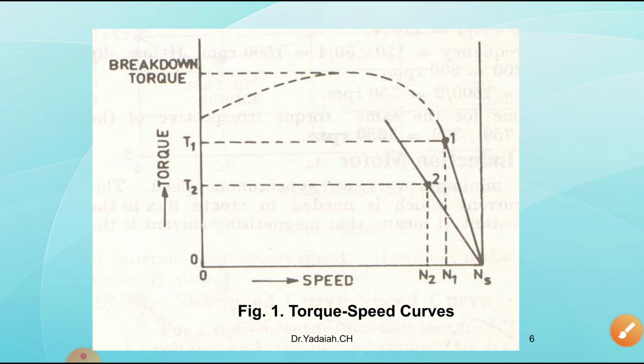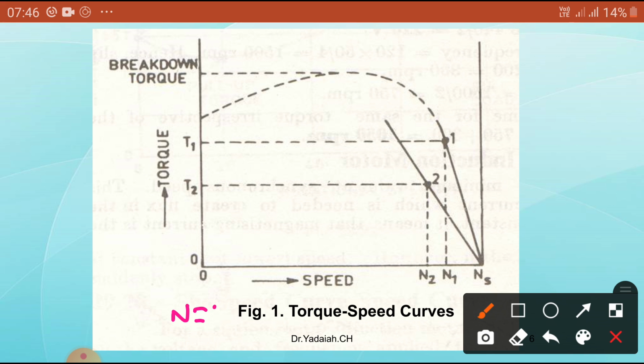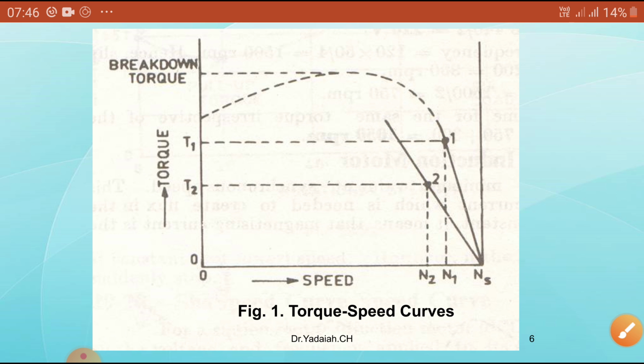Now this is the same thing, torque versus speed, the reverse of this one. Here S is equal to 1 where N is equal to 0, and here S is equal to 0 where N is equal to Ns, the synchronous speed. Just the reverse of whatever we have seen in this curve, the slope changes. So this is the breakdown torque when load is added more and more.